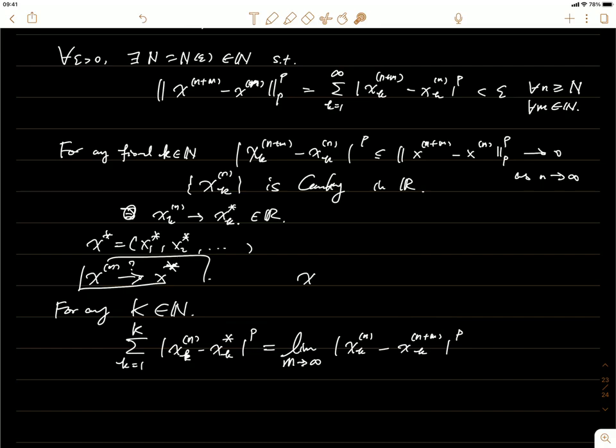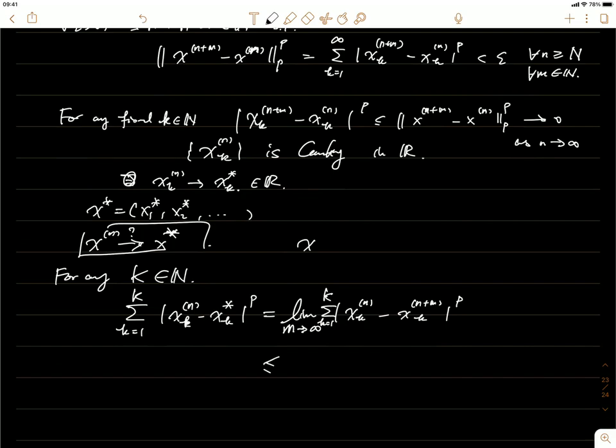So that's why I can take the limit. I have the sum, k from 1 to capital K. For each fixed k, I know this is true. This is converging to this. There are only capital K of them, finitely many, so I know this is true. And if I keep the limit outside, I just look at what's inside.